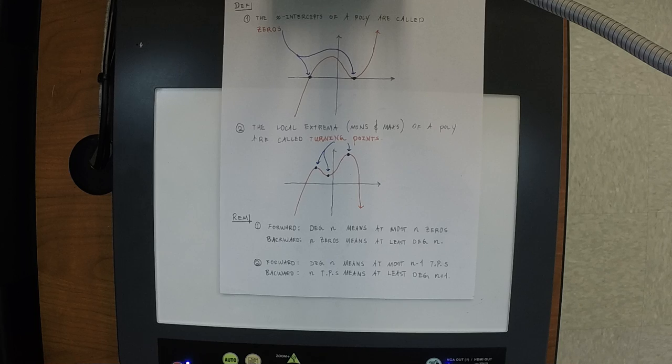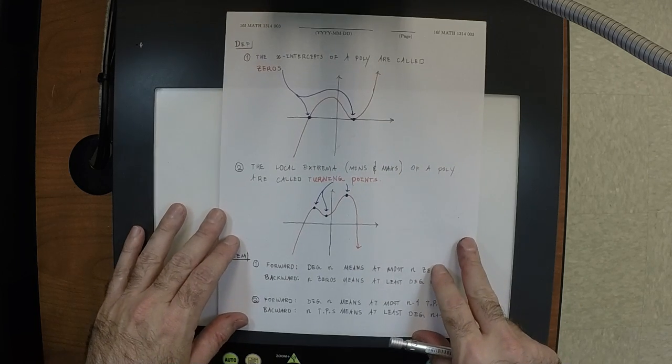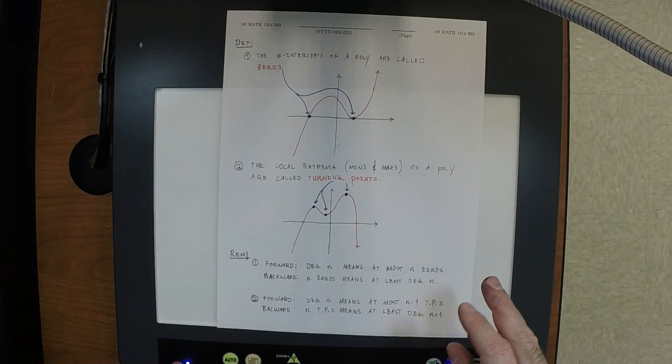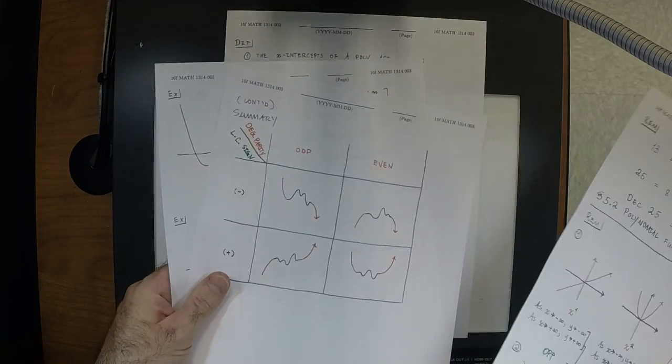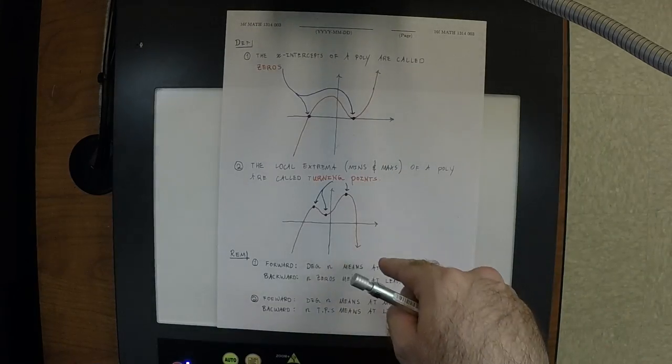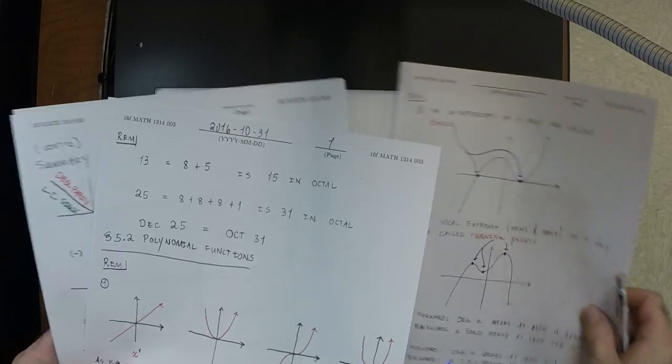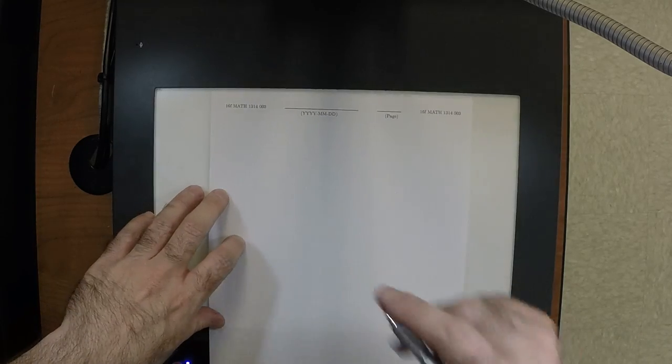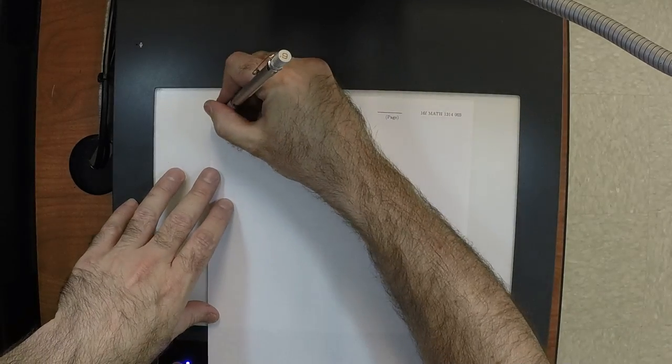Okay. So now, we're going to take the previous information about end behavior, right, this thing, and this thing, and we're going to start playing the detective whodunit, right? Okay. So suppose I give you the following drawing.